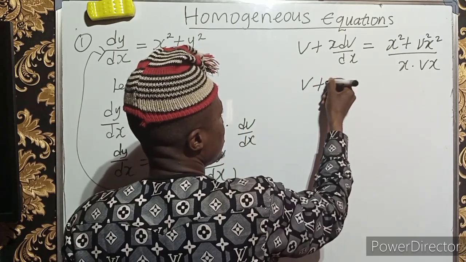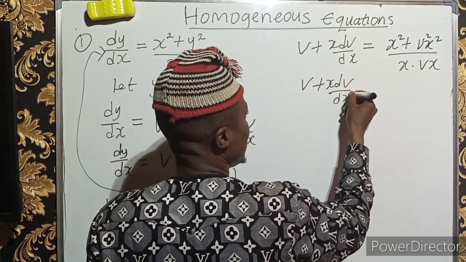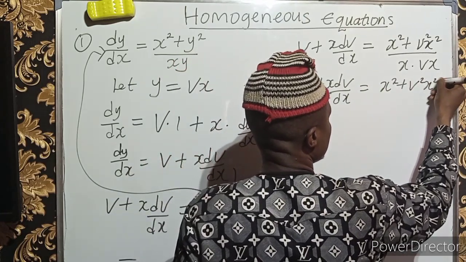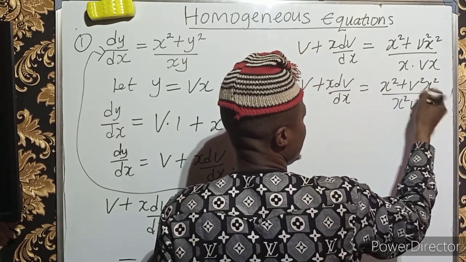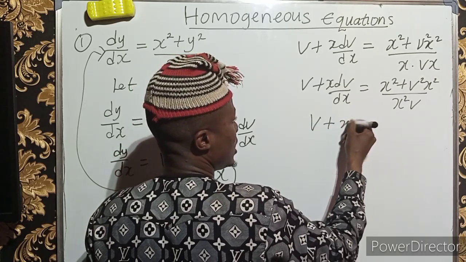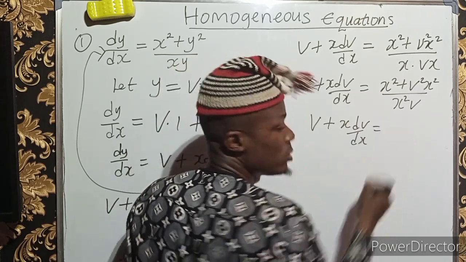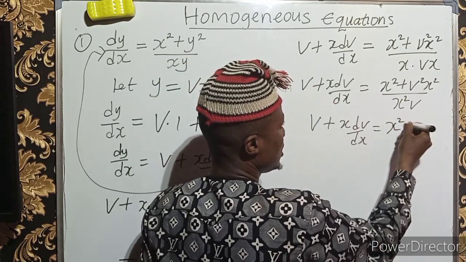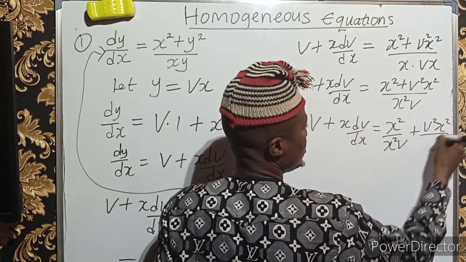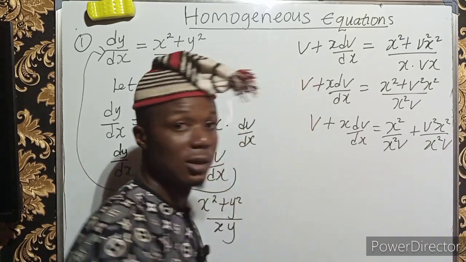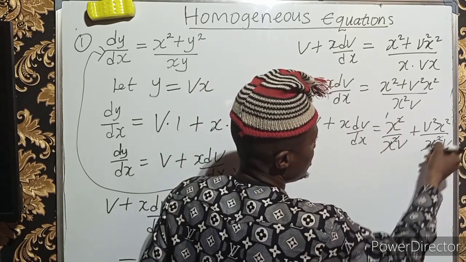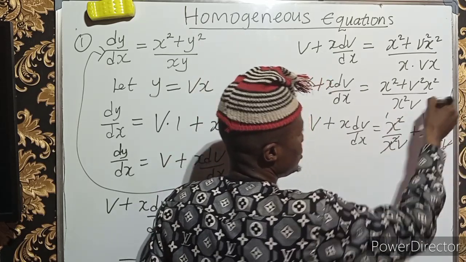So this gives me v plus x dv over dx equals (x squared plus v squared x squared) all over x squared v, because x times x is x squared. So I can write this as v plus x dv dx equals... I will now separate as x squared over x squared v plus v squared x squared over x squared v, separating them one after the other, so that x squared will cancel x squared. We are left with 1 here. x squared cancels x squared, v cancels out, we are left with just v.